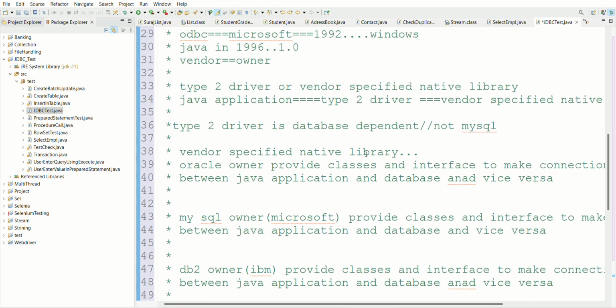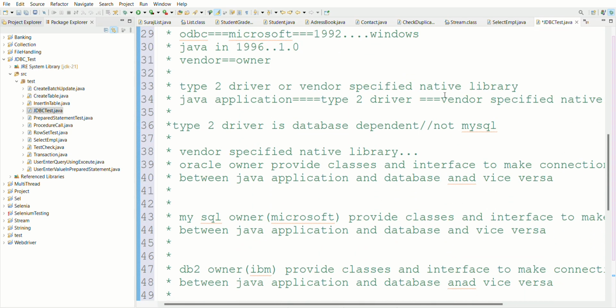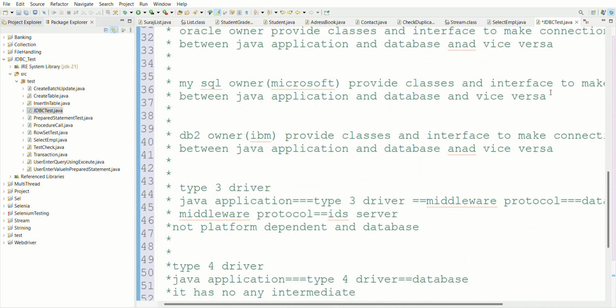Now let me summarize. Type 1 driver is internally using ODBC. Type 2 driver is internally using vendor specified native libraries.